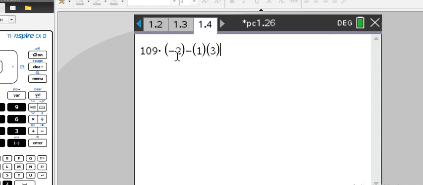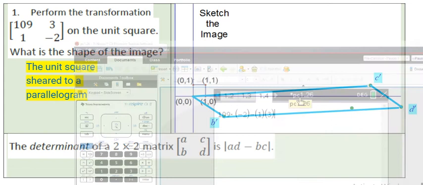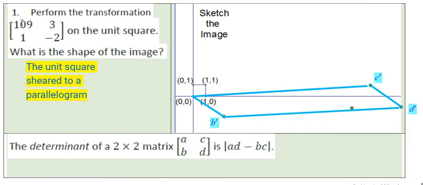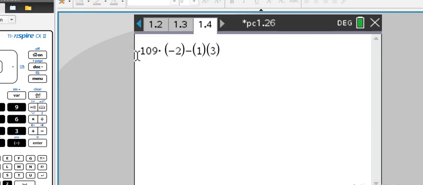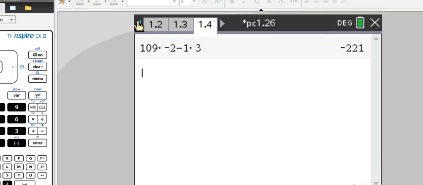So notice 109 is multiplied by negative 2, and then it's minus 1 multiplied by 3, because what we're doing is the diagonals. 109, negative 2, minus 1 times 3. And that's how we get our result. Now, when you see our answer, we get negative 221. And this is the most important thing about the area.